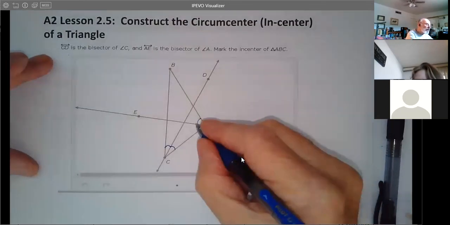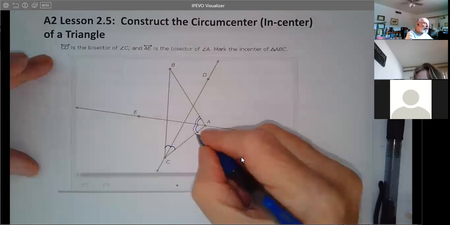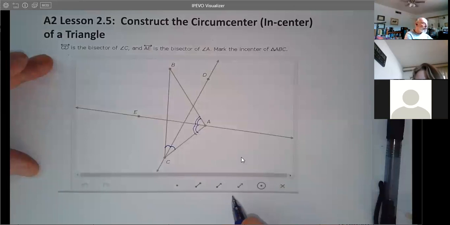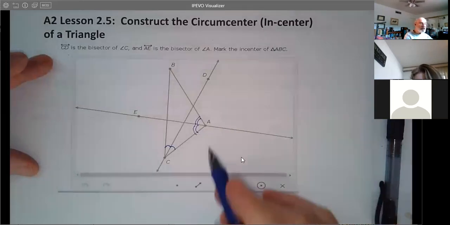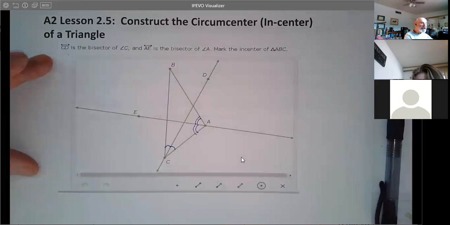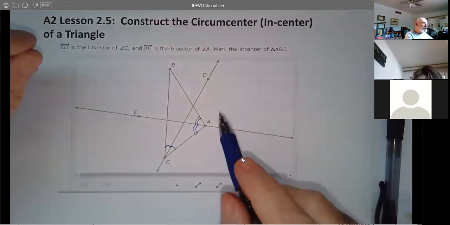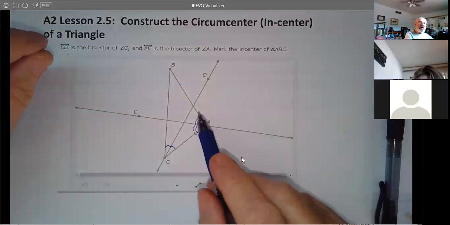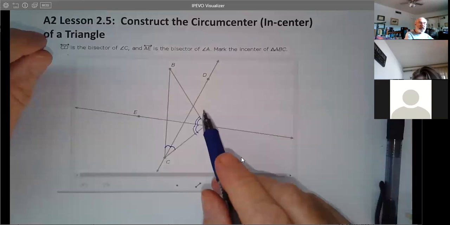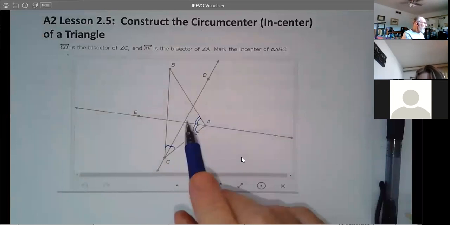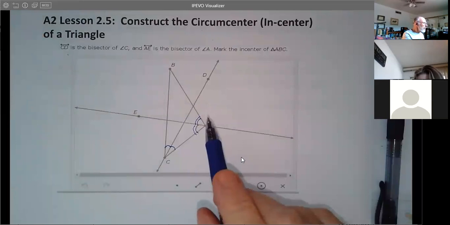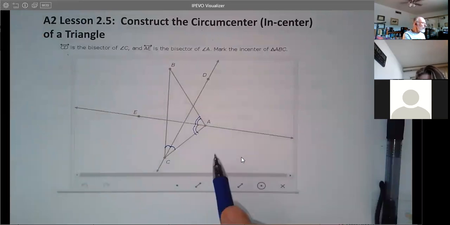That means that angle A has been split up into two equal angles. They want to know what the incenter of triangle ABC is. To understand what an incenter is, an incenter is referencing a central point within a triangle where the circle touches the sides of the triangle. And I actually drew one in here. I've got a picture that's pretty much the same as this one.